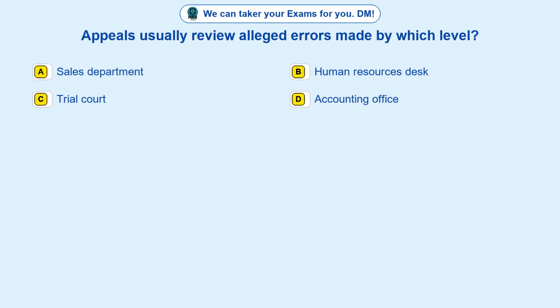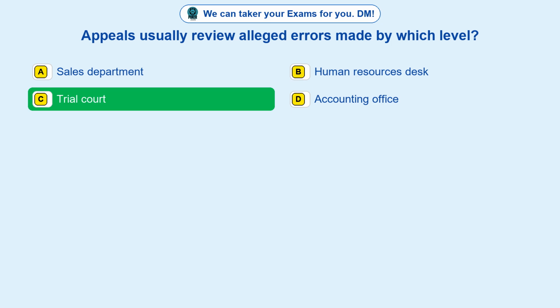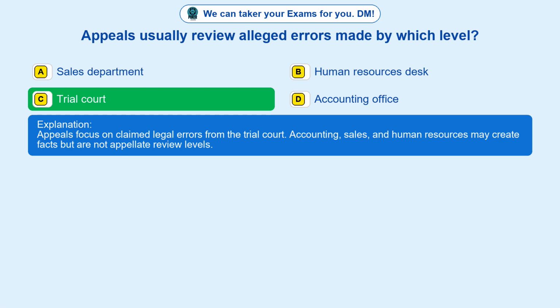Question 39. Appeals usually review alleged errors made by which level? Option A, sales department. Option B, human resources desk. Option C, trial court. Option D, accounting office. The correct answer is option C, trial court. Appeals focus on claimed legal errors from the trial court. Accounting, sales, and human resources may create facts but are not appellate review levels.